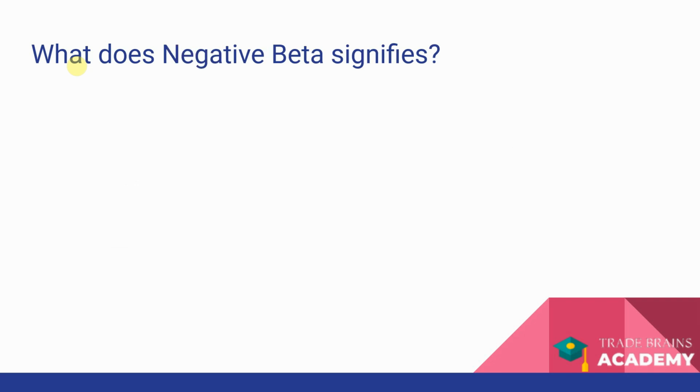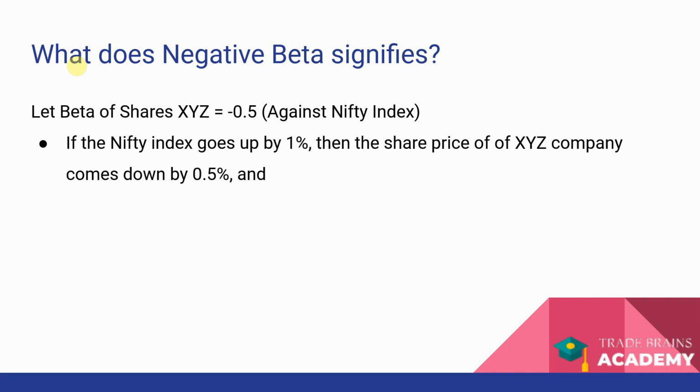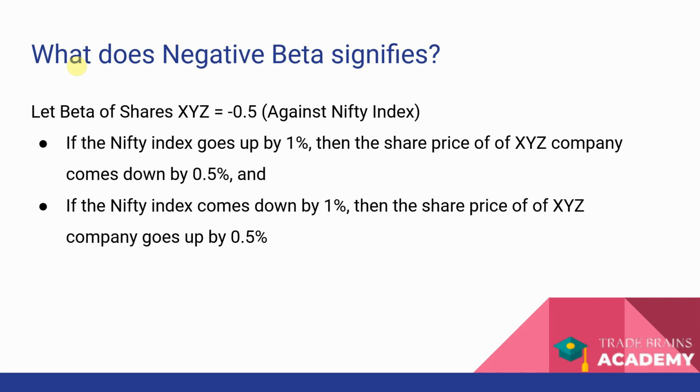And what does a negative beta signify? It simply means, say the beta of shares of XYZ company is minus 0.5 as against the Nifty index. So if the Nifty index goes up by 1%, then the share price of XYZ company will come down by 0.5%. And vice versa, if the Nifty index comes down by 1%, then the share price of XYZ company will go up by 0.5%. That is how you explain the positive beta and the negative beta.